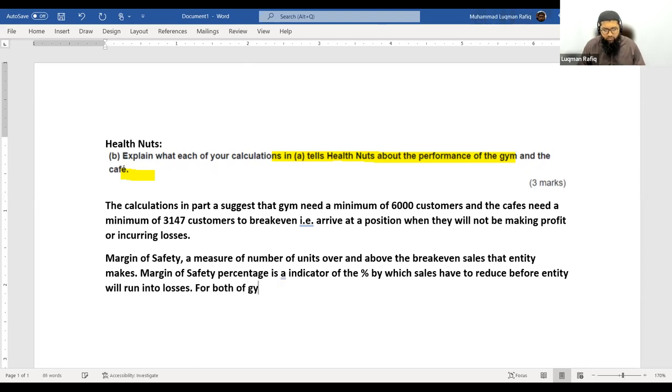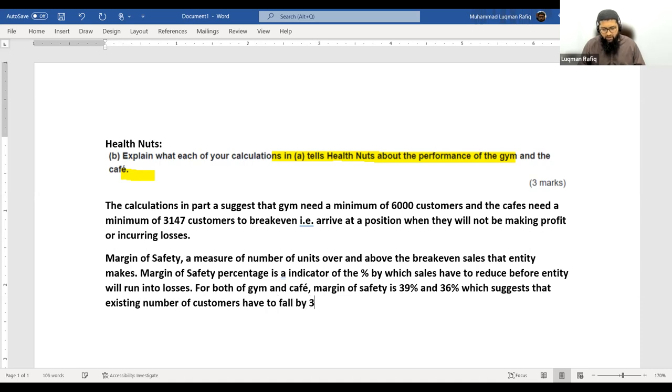For both the gym and cafe, the margin of safety is 39% and 36%, which is more or less similar, which suggests that the existing number of customers have to fall by 39% and 36% before Health Nuts runs into losses.